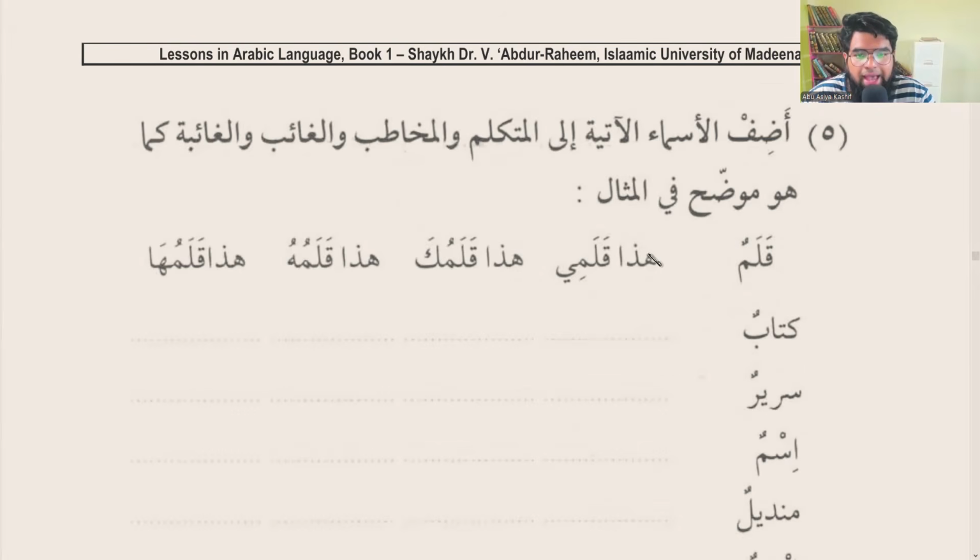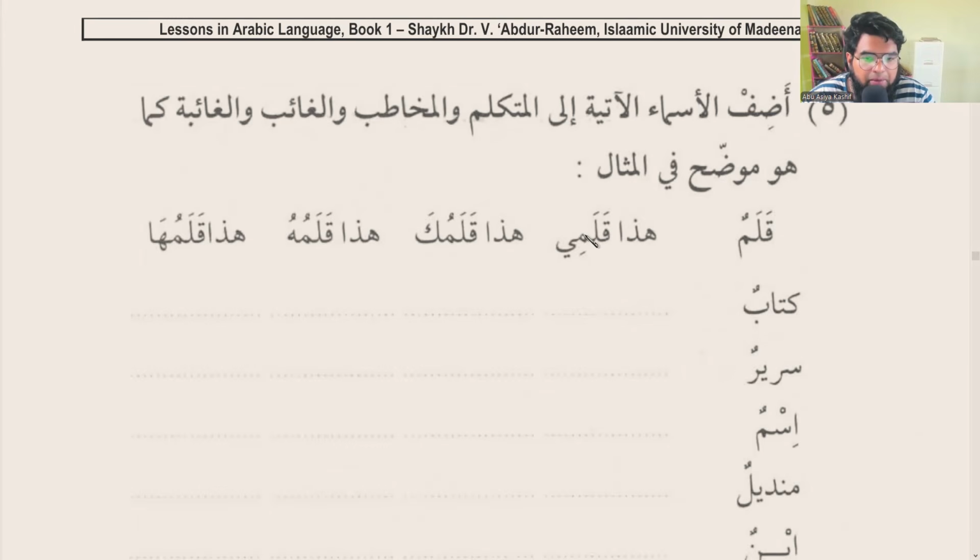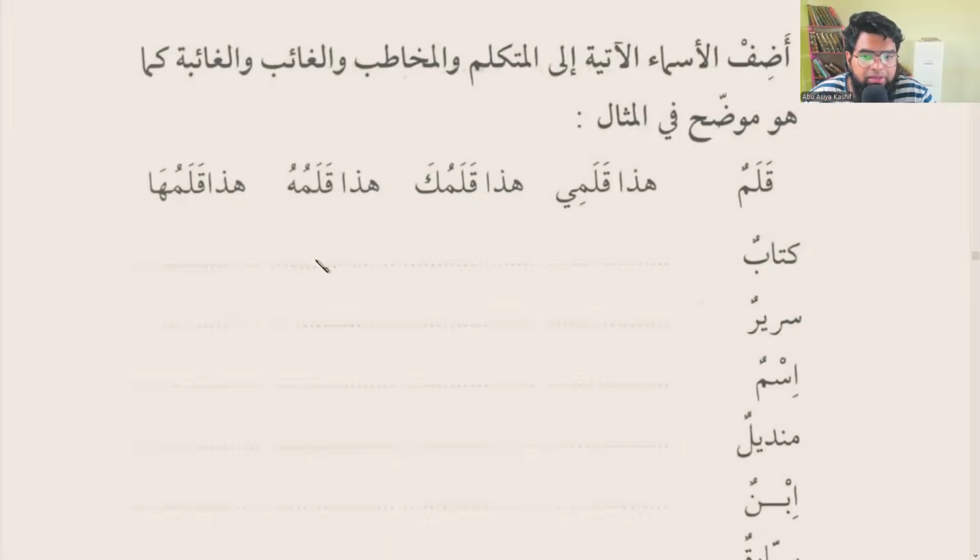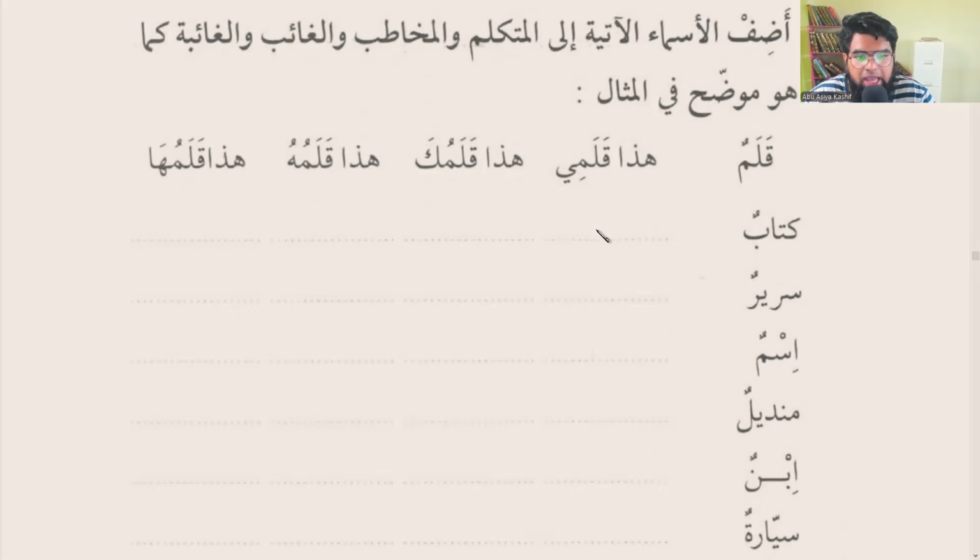Qalamun, for example. Hada qalami. This is my pen. Hada qalamuka. This is your pen. Hada qalamuhu. This is his pen. Hada qalamuha. This is her pen. Same thing here. Hada kitabi. Hada kitabuka. هذا كتابه, his book, this is his book. هذا كتابها. Just attach these pronouns. Ya, ka, hu, and ha. My, your, his, and hers.